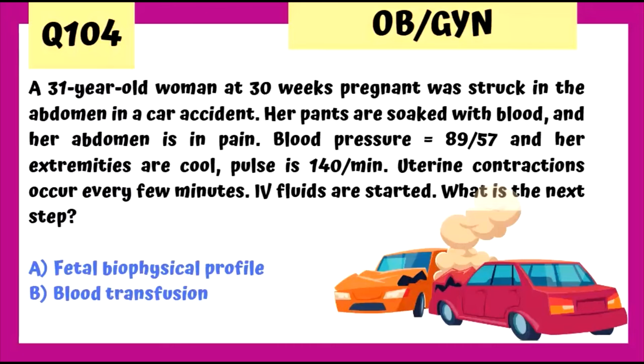104. A 31-year-old woman at 30 weeks pregnant was struck in the abdomen in a car accident. Her pants are soaked with blood and her abdomen is in pain. Blood pressure is extremely low and her extremities are cool. Pulse is 140 a minute. Uterine contractions occur every few minutes. IV fluids are started. What is the next step?